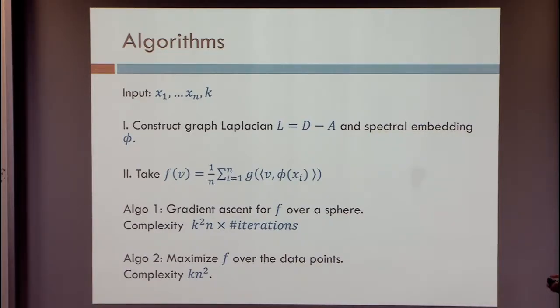Another alternative, again, this depends on the structure of the data, would be to just maximize f over the directions given by the data points. So you see this will lead to different complexity depending on what parameters you are working with.